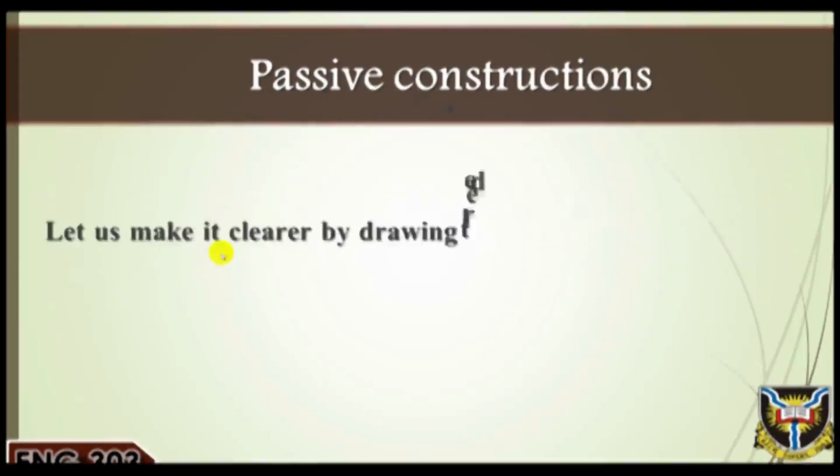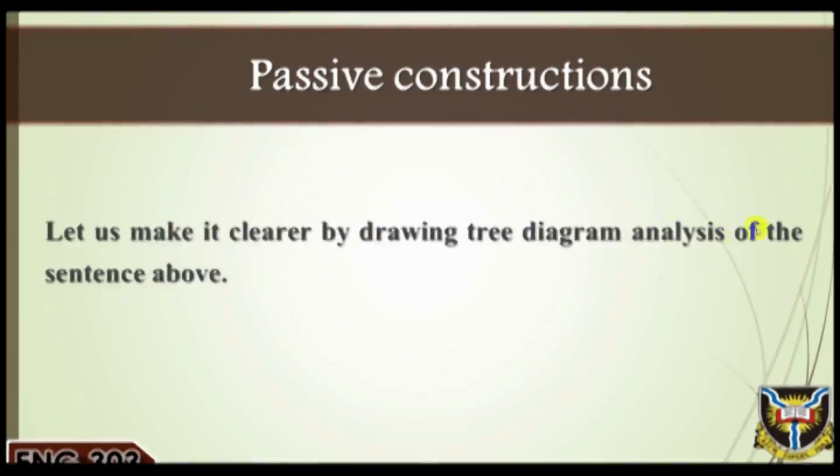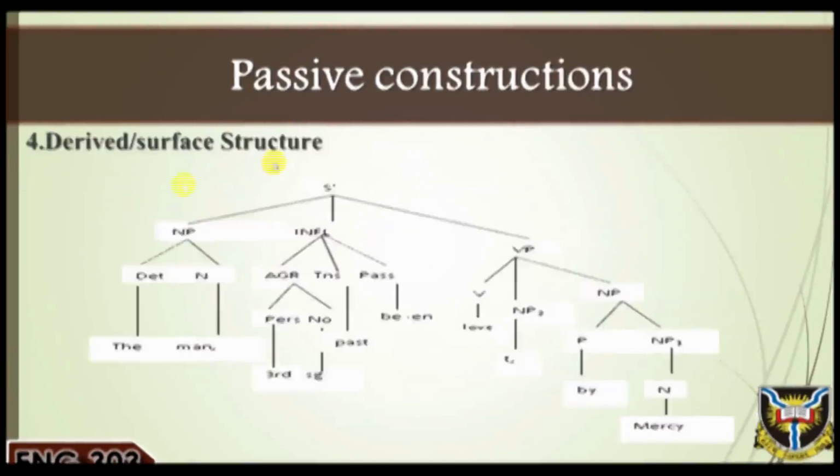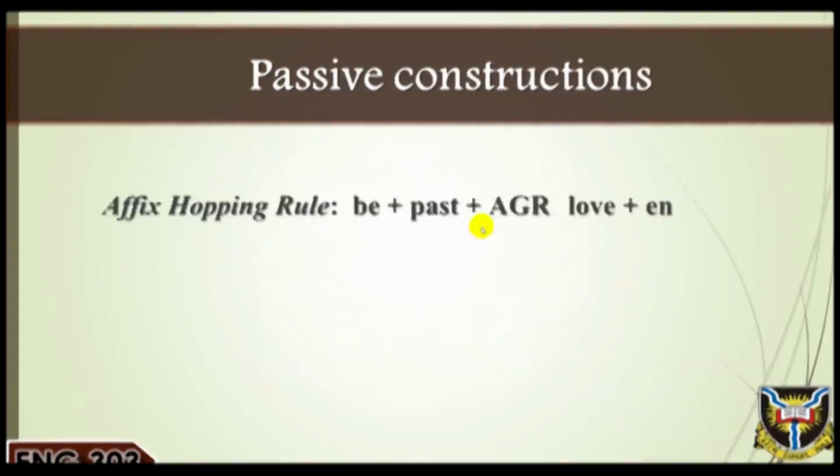Let us make it clearer by drawing tree diagram analysis of the sentences above. 3. Basic structure. 4. Derived or surface structure. Surface structure: The man was loved by Mercy. As seen in the second diagram, 4.